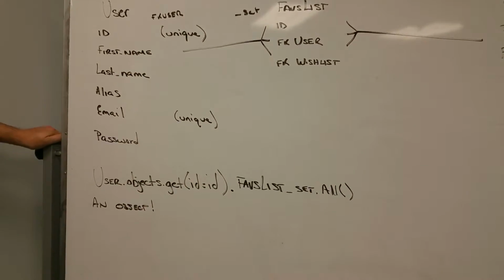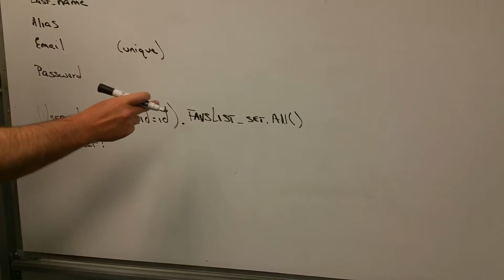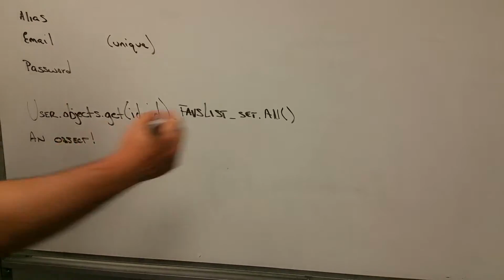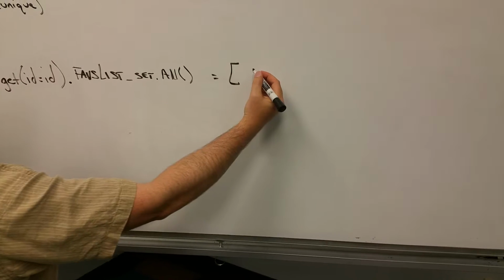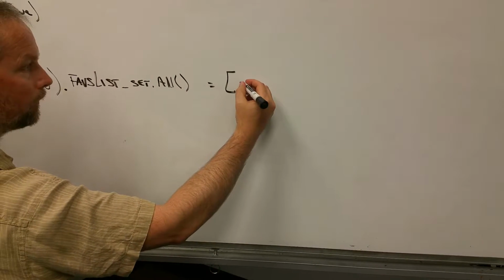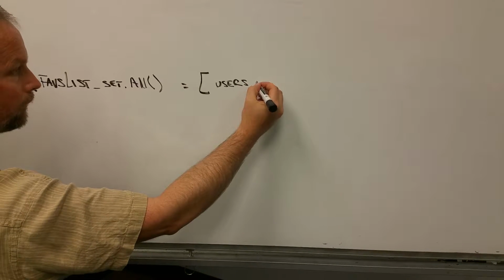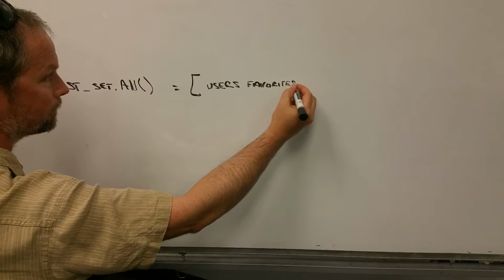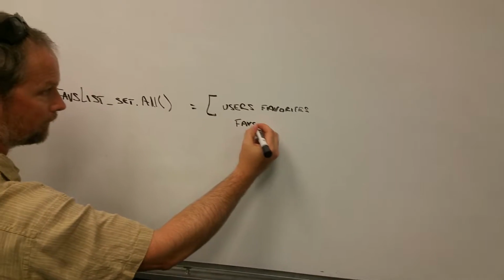All right. So now we're sitting in this thing. What this thing is, it's a list of all of this user's favorite stuff. So now we're sitting there at a list of the user's favorite objects. And each one of these is a faves list object.